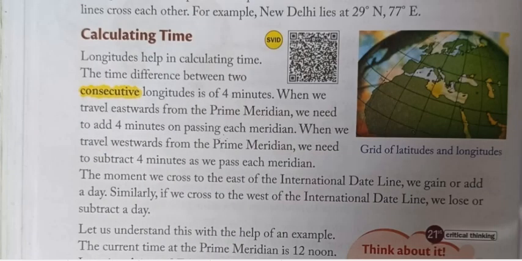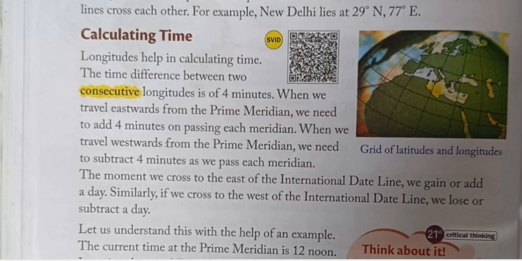Calculating time. Longitude helps in calculating time. The time difference between two consecutive longitudes is 4 minutes. So we have to remember that from one longitude to the next, the time difference is 4 minutes. When we travel eastwards from the prime meridian, we need to add 4 minutes on passing each meridian. It means if we are moving towards the east from the prime meridian, we have to add 4 minutes for each meridian in the time.